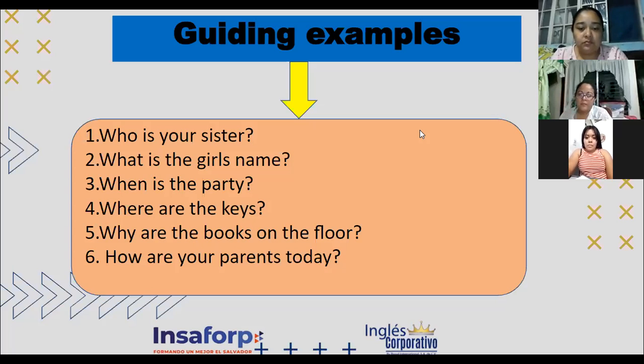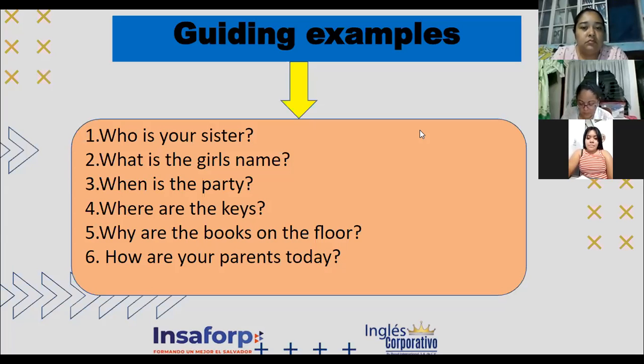Cuando ustedes mencionen solamente el mes, por ejemplo, enero, febrero, January, February, van a ocupar siempre la preposición in. Por ejemplo, mi cumpleaños es en junio. My birthday is in June. Si solo menciono el mes, in.